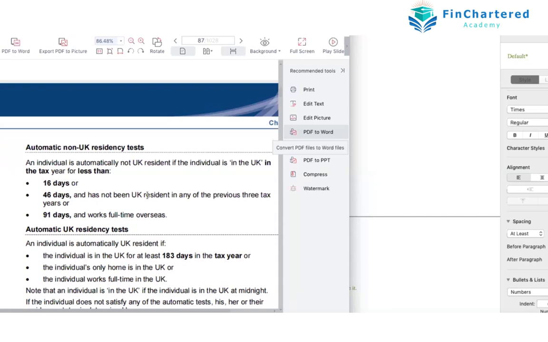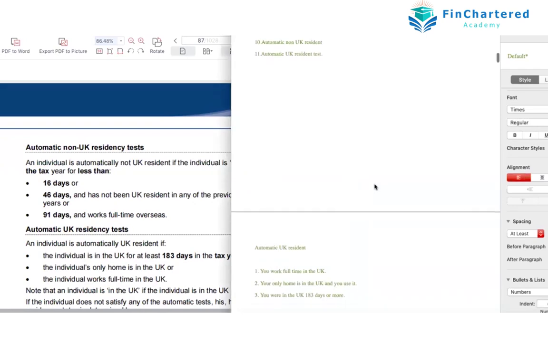When will you classify as a UK resident? When either you have a full-time employment in the UK, or you have your only house in the UK, or you are in the UK for more than 183 days in a tax year. If you fall in this category, you will automatically be a UK resident.